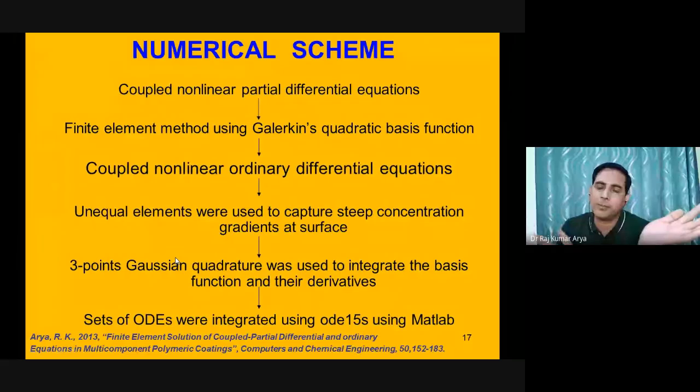You can take 4 or 5 points, but in that case the answer will not change. The only thing is your computational time will go tremendously high. So you have to optimize the number of points also. It gives you the 3 points and a corresponding weight for each. Calculate the function at those 3 points, multiply by those weights, add them up, and you will get your integration. So finally you will get your ODEs, and those were solved by MATLAB 15. We solved this and published this work in Computers and Chemical Engineering.